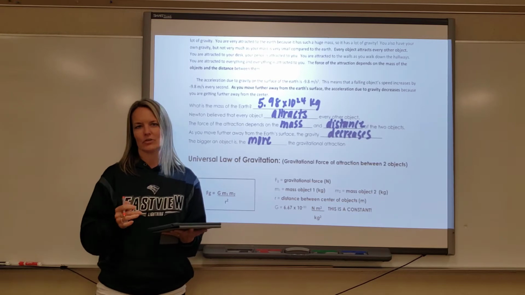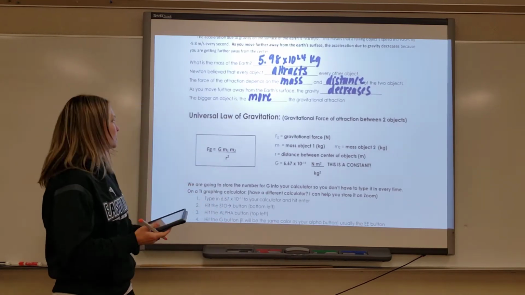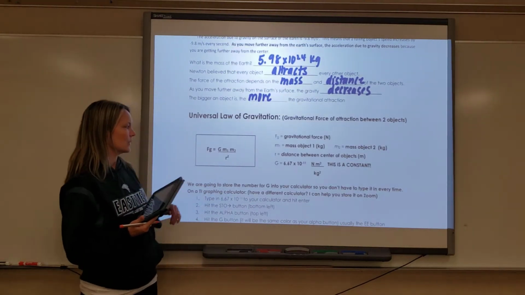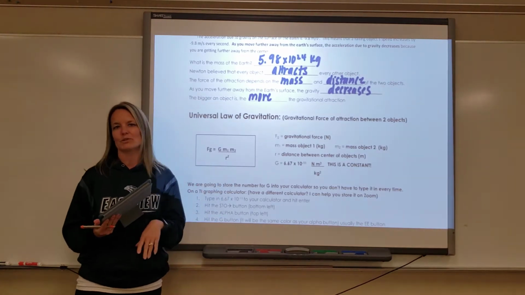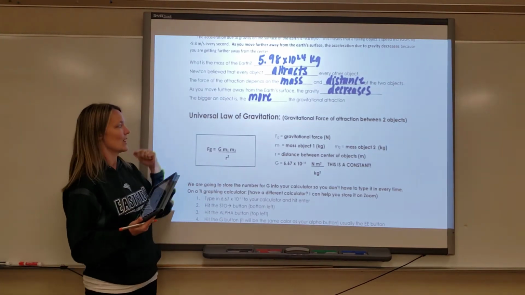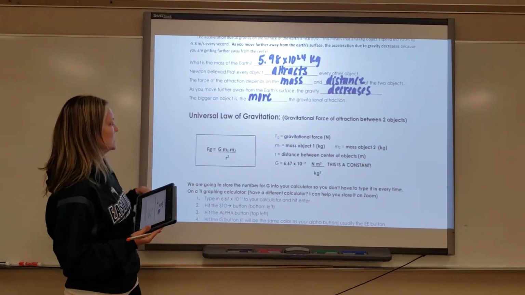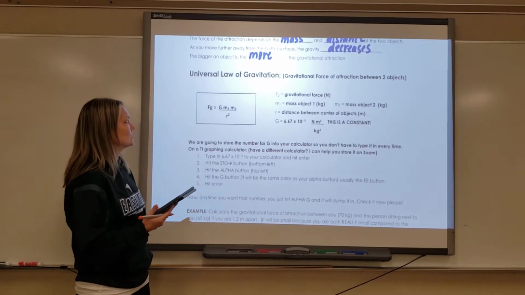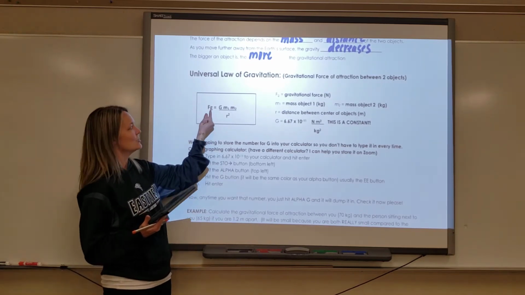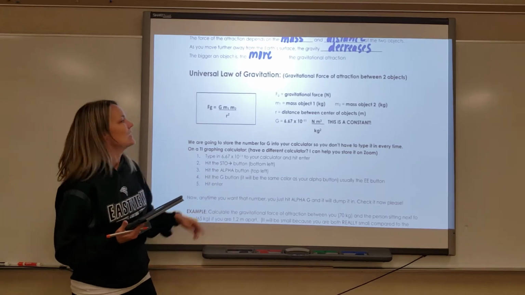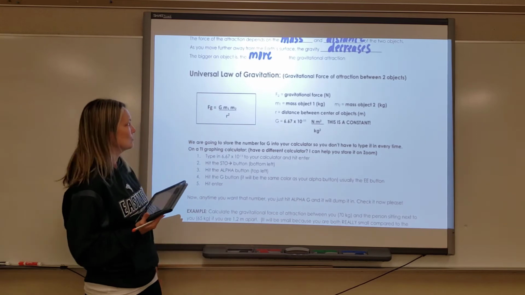All right, as Newton was coming up with this, he came up with this equation right here to help us calculate the gravitational force of attraction between two objects. It is known as the universal law of gravitation. As you look at the equation, the first part is F of G. F is always force, G is gravitational. So F of G stands for gravitational force. It is measured in newtons.